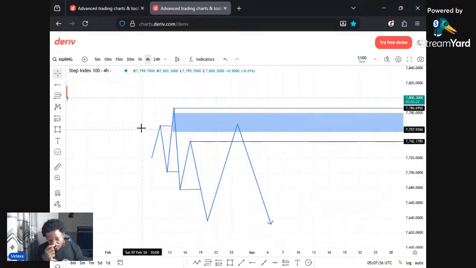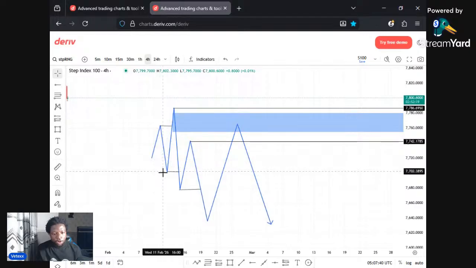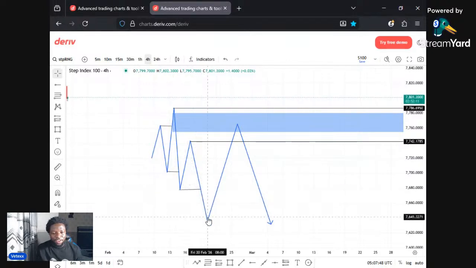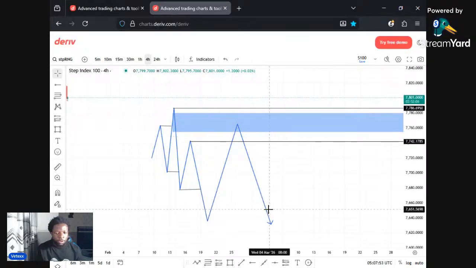So rule number one is this one, your first liquidity. Rule number two is your first break of structure. Rule number three is your newly created high, which is your structural liquidity. Rule number four, price giving you your second break of structure. And rule number five, price going into your point of interest and continuing to the opposite direction. So this is basically it.